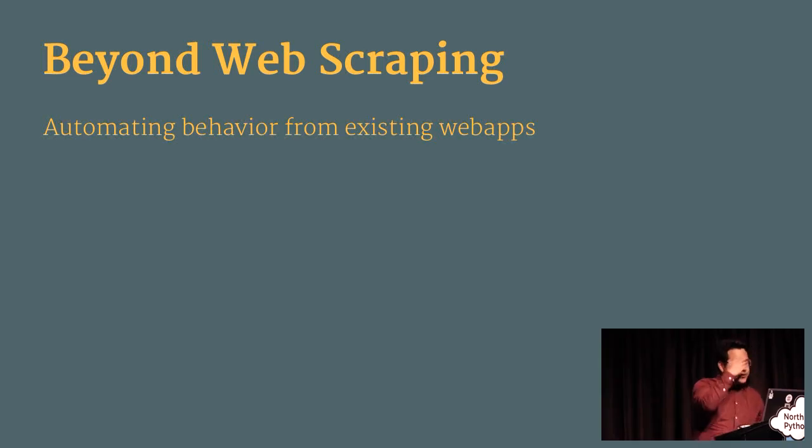All right. So we're also going to talk about going a little bit beyond web scraping and automating behavior from existing web apps. I'm going to signpost for the next slide because we're going to see some GIFs right now. In the next slide, you're going to see a flow of a salad ordering website.